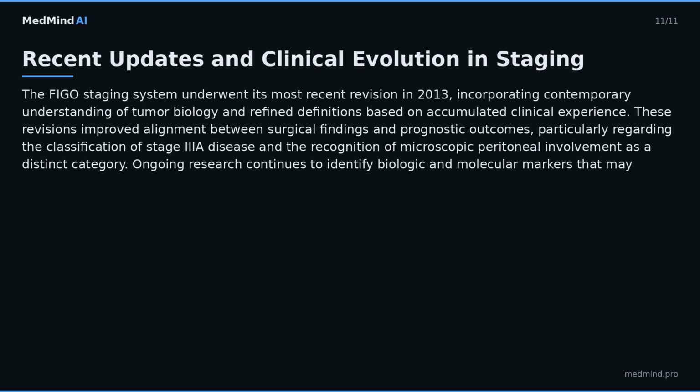Ongoing research continues to identify biologic and molecular markers that may further refine prognostic stratification beyond traditional anatomic staging. Emerging evidence suggests that specific genetic alterations, including BRCA mutations and homologous recombination deficiency status, may eventually warrant incorporation into formal staging classifications. Additionally, the integration of genomic profiling and immunologic assessment into routine ovarian cancer evaluation may eventually lead to multidimensional staging systems that combine anatomic extent with molecular and immune characteristics.